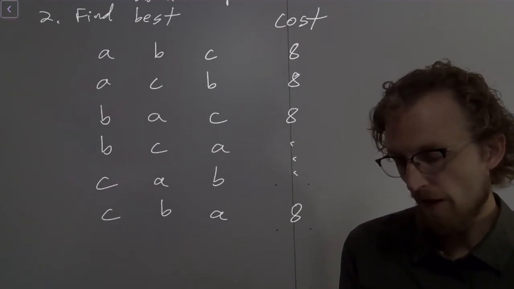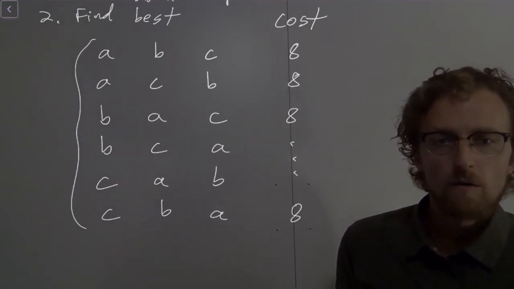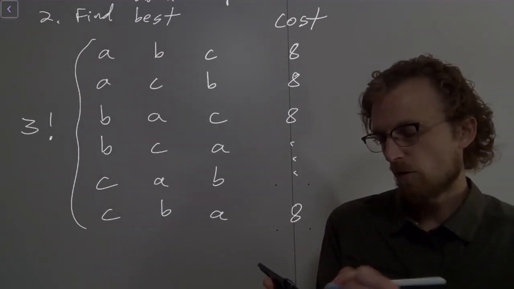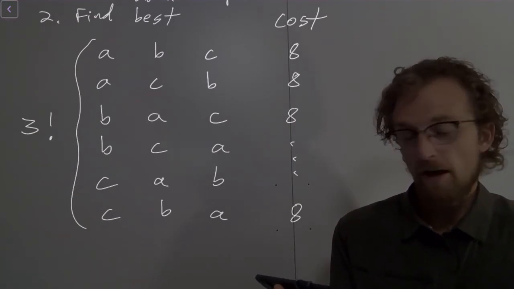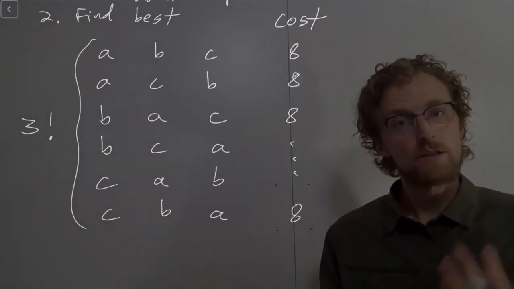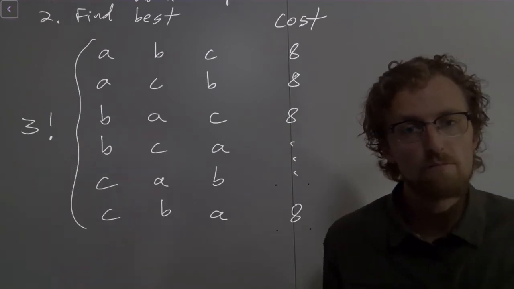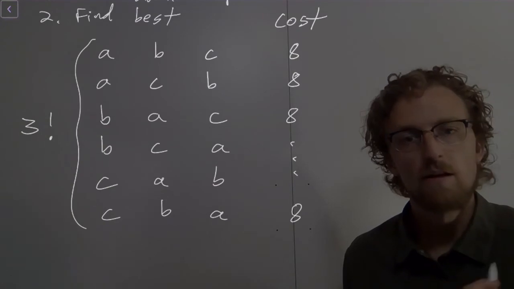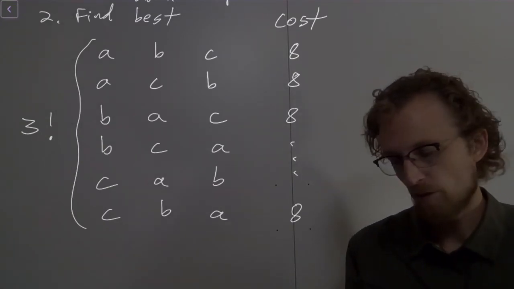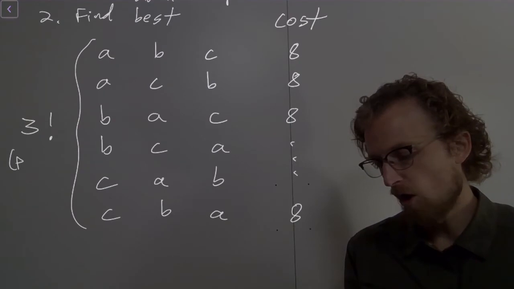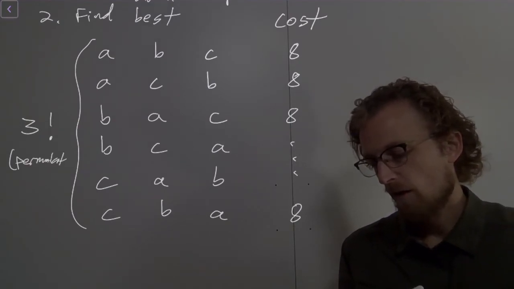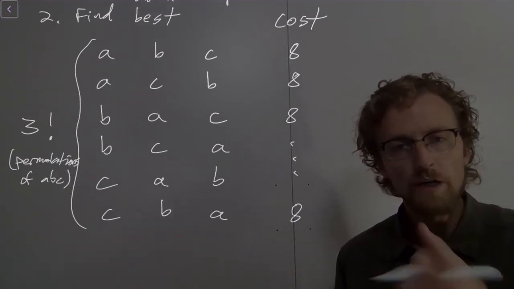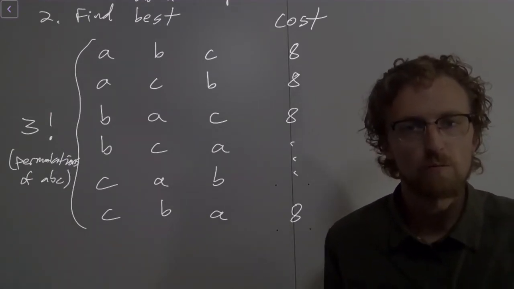Right, so how many are there, by the way? How many of these are there? Well, there's 3 factorial, right? So 3 factorial possible tours. How do I know that? Because I have memorized, right? This is a helpful thing. I have memorized that the number of permutations of an array of n elements is n factorial, right? So there's 3 factorial because this is all permutations of ABC, right? All reorderings of ABC is the number of permutations, okay?